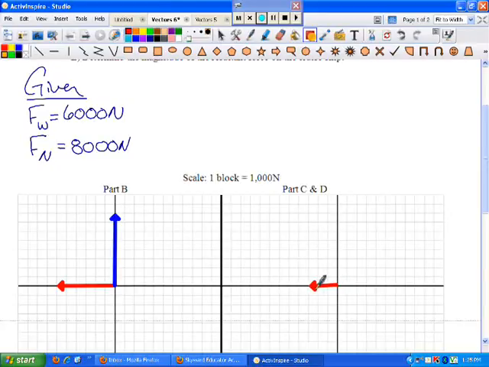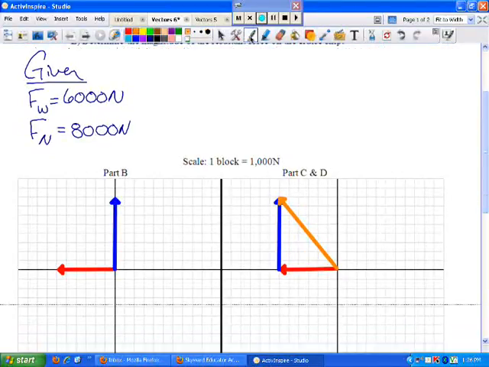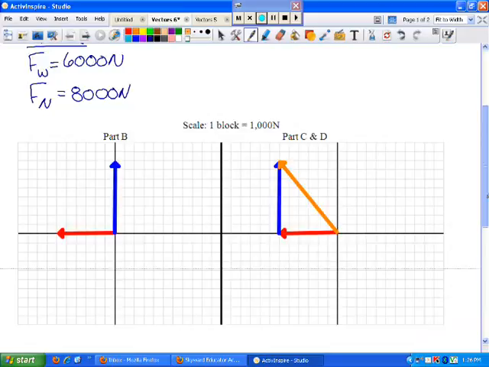I then redraw the first vector, or my force to the west, of 6,000 newtons. From the tip of that vector, I then draw the force towards the north of 8,000 newtons. I then am able to draw the resultant vector using the orange vector, which will represent the resultant force that is acting on the cruise ship.